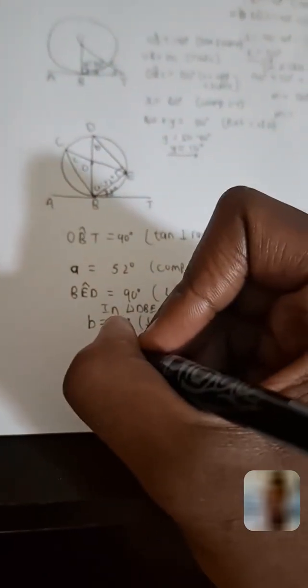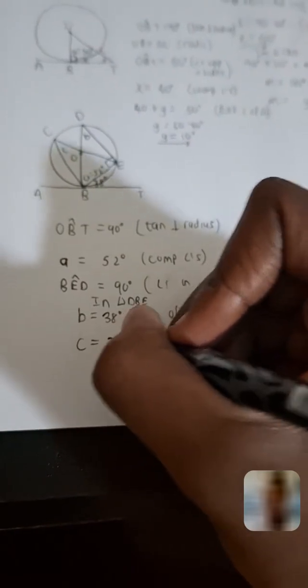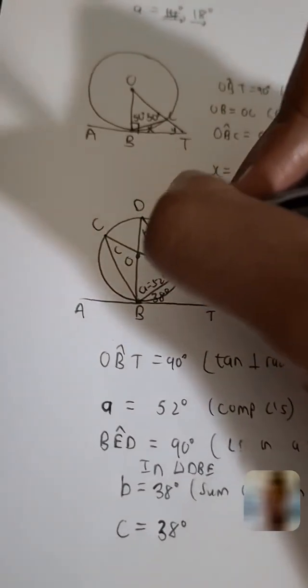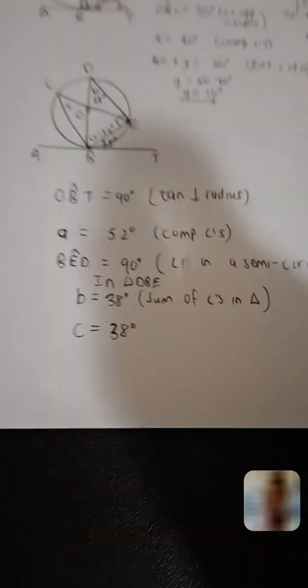Then angle C is also equal to 38 degrees. How? Angles in the same segment. So you have these theorems still there in your head. Yes. You see, that's the thing, Presh.